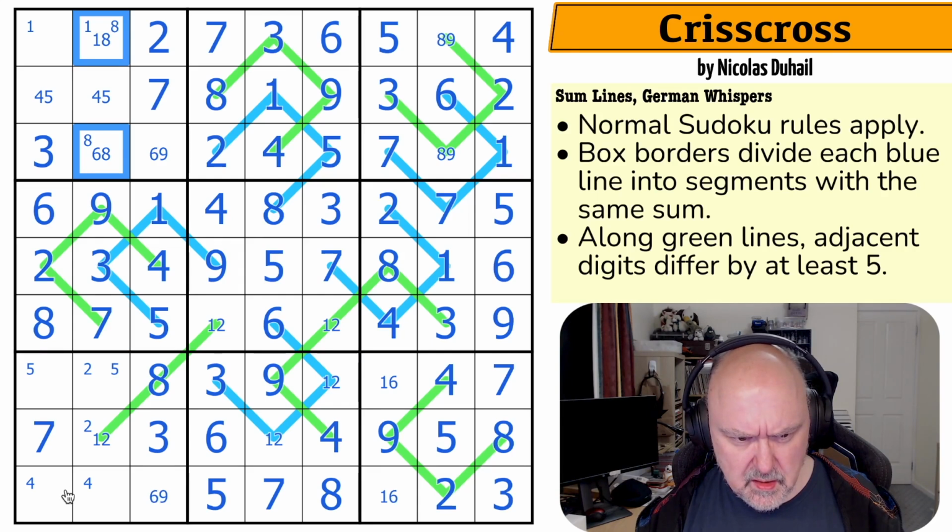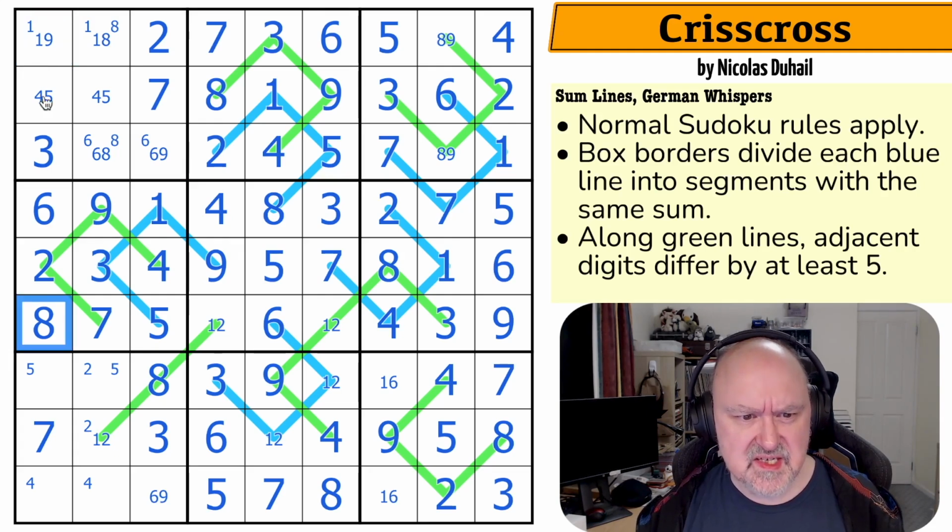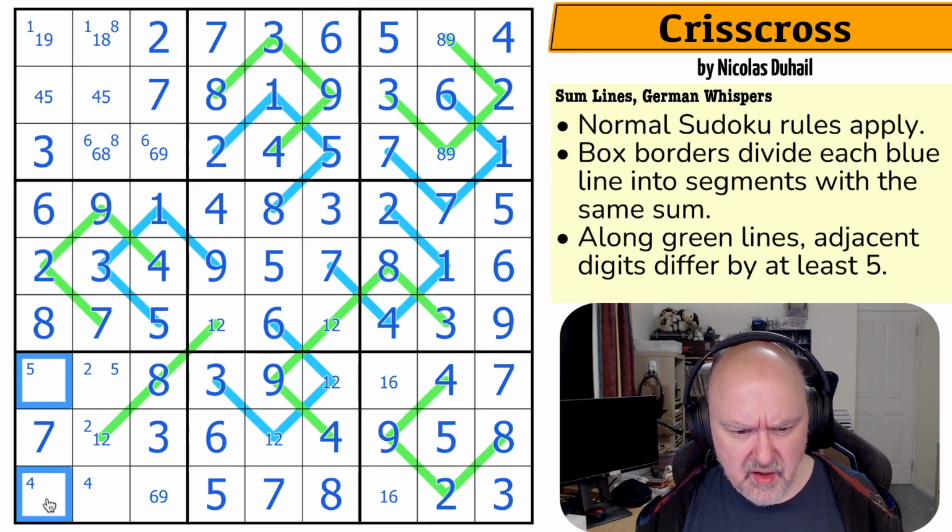Okay. Six is definitely in one of those two. This is 1 or 9 only because it sees an 8. So these are all 1, 4, 5, 9. So this is 1, 5, 9. And this is 1, 4, 9, with 4 being in one of those two.